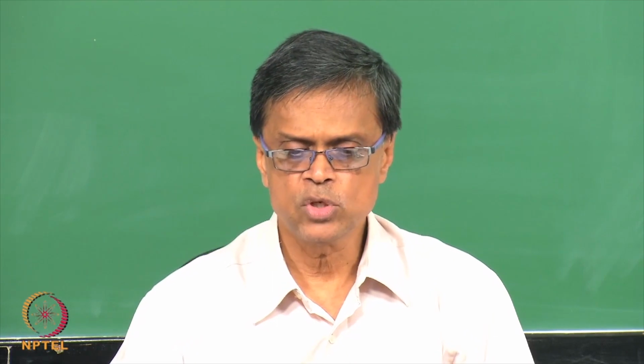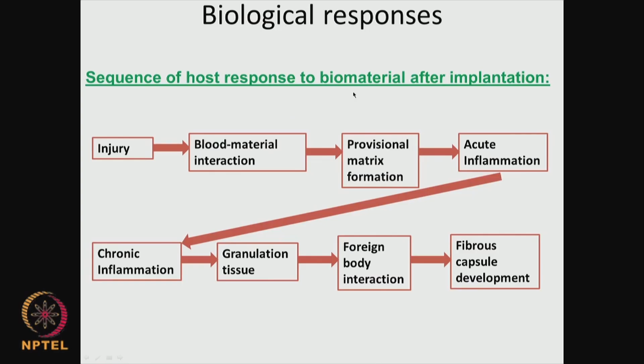There is a sequence of events that happen as soon as the biomaterial is implanted into the system. The place where it is implanted is considered a site of injury. There could be a blood-material interaction. If it is a cardiovascular stent or a diaphragm valve, there is going to be a blood-material interaction, whereas in the urethral region this is not going to happen. Then there is provisional matrix formation. If there is a blood-material interaction, coagulation starts, and complement activation could also happen.